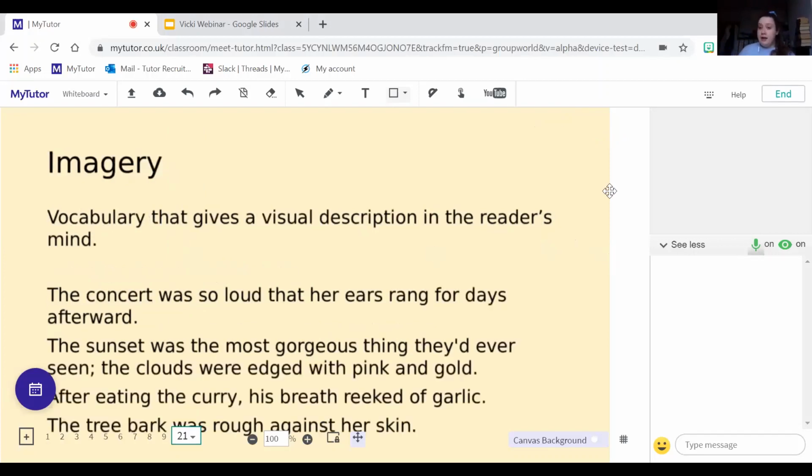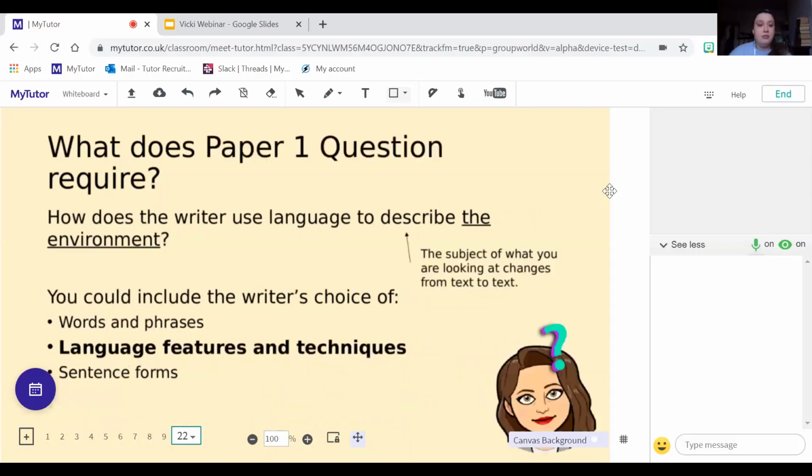So, imagery then, this is quite a nice one. You'll probably do imagery without realising that you're doing it when you are writing. This is vocabulary that gives a visual description in the reader's mind. So the concert was loud, so loud that her ears rang for days afterwards. The tree bark was rough against her skin. It just creates a really clear picture. It's really vivid, and we understand what is being meant by that in a way which is really straightforward.